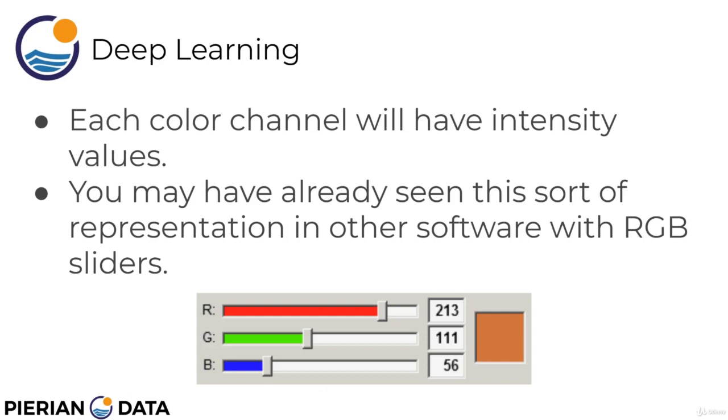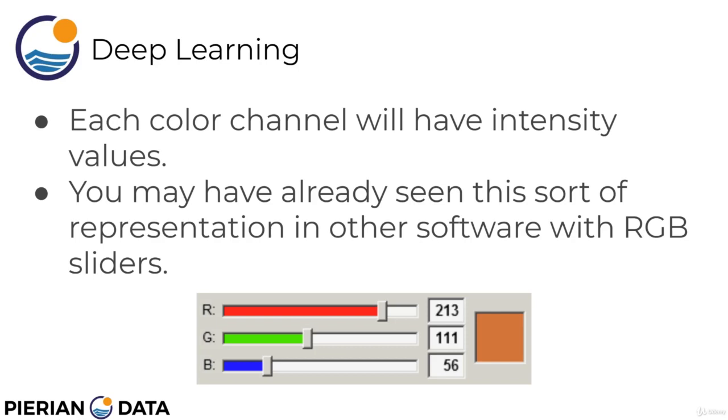Now each color channel will have intensity values, and you've probably already seen this if you've ever worked with representations of color pixels in other software, with RGB sliders. So here we have RGB sliders, and essentially we choose some value between 0 and 255 for red, green, and blue, and you mix them together as if they were paints, and you get some sort of color out. The main idea is that these colors can be represented as a mix between red, green, and blue.